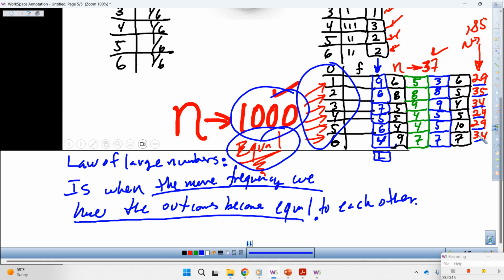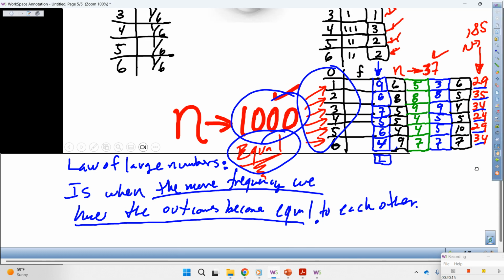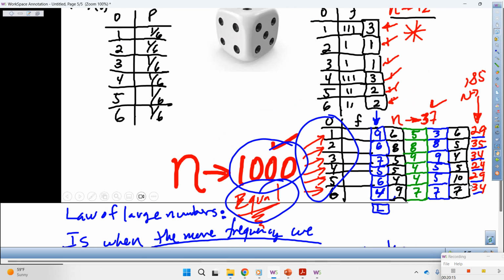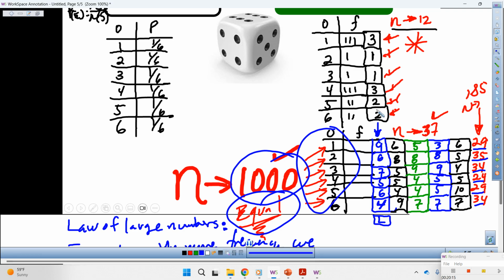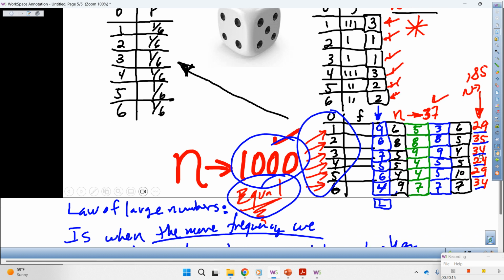Now check this out. If they all balance out, look where we're headed. Look up, look up. You're going to be like, what? Look. Aren't these all equal? Oh, snap. That's what I'm talking about. All right, we'll stop right there, please.